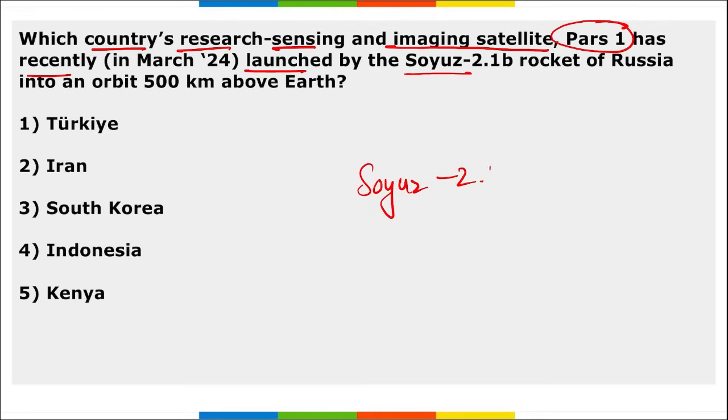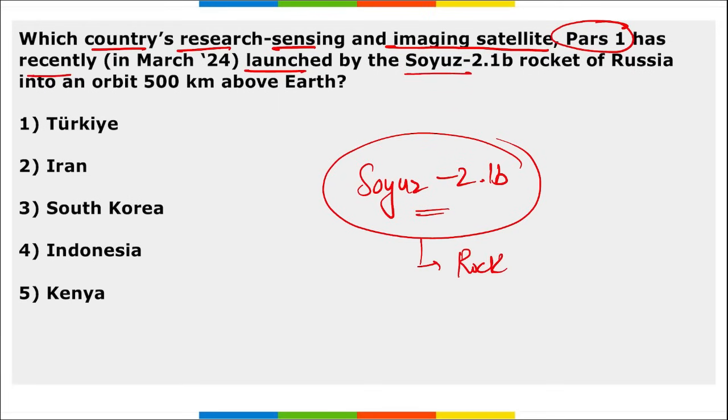Soyuz 2.1b. Now forget this question, just focus on this Soyuz 2.1b. I have told you multiple times, whenever this rocket comes, this rocket is of which country? It is of Russia. Soyuz 2.1b. Whenever Soyuz comes, consider it is a rocket of Russia.